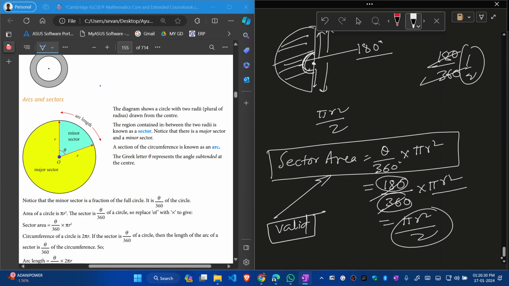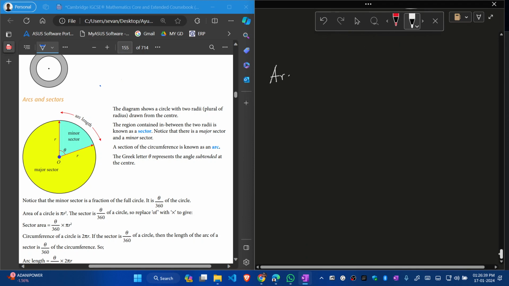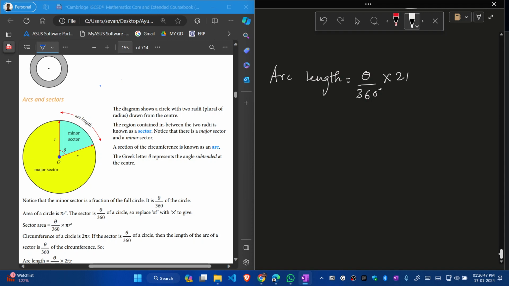Now we can do a similar thing with the circumference. How can we do it? The circumference is actually the arc length. The formula we call arc length is again theta over 360, but in place of area we now put the circumference of the circle here. So what is the circumference of this whole circle with radius r? Circumference is 2 pi r. And what will be theta? Theta will be 360 degrees.